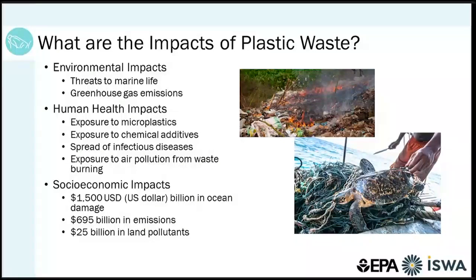The human health impacts are also numerous. This includes exposure to microplastics. Once in the environment, plastic pollution can fragment into smaller pieces of plastic. Plastic particles less than 5 millimeters in size in one dimension are called microplastics, and microplastics have been found in human livers, kidneys, and placentas. However, more research is needed to understand the exact human health impacts of microplastics.